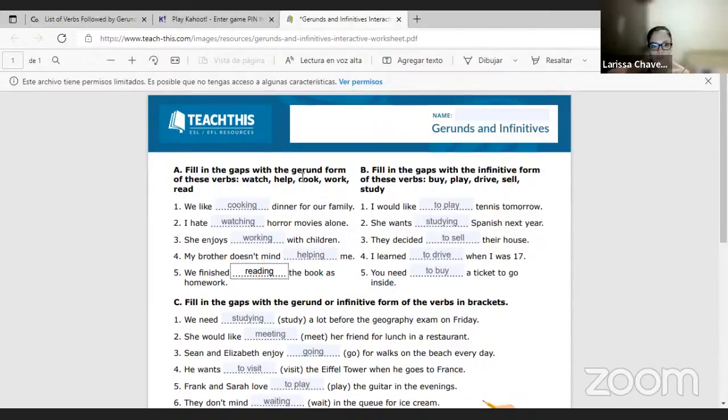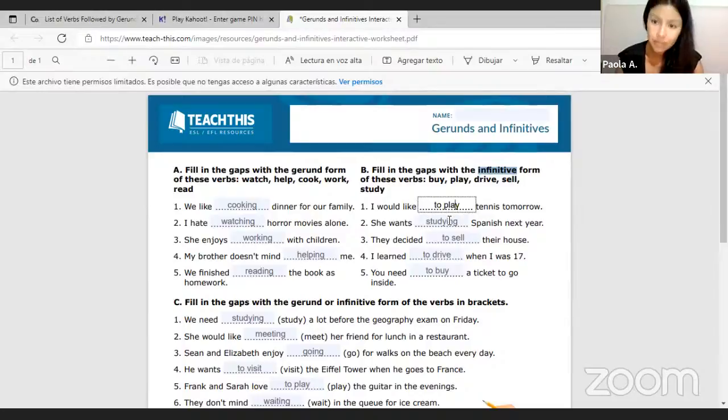Okay, I don't read that. Okay, that's fine, no worries. But you did most of them correct, so that's fine. Let's read a sentence, please. I would like to play tennis tomorrow. She wants to study Spanish next year. They decide to sell their house. I learned to drive when I was 17. You need to buy a ticket to go inside.